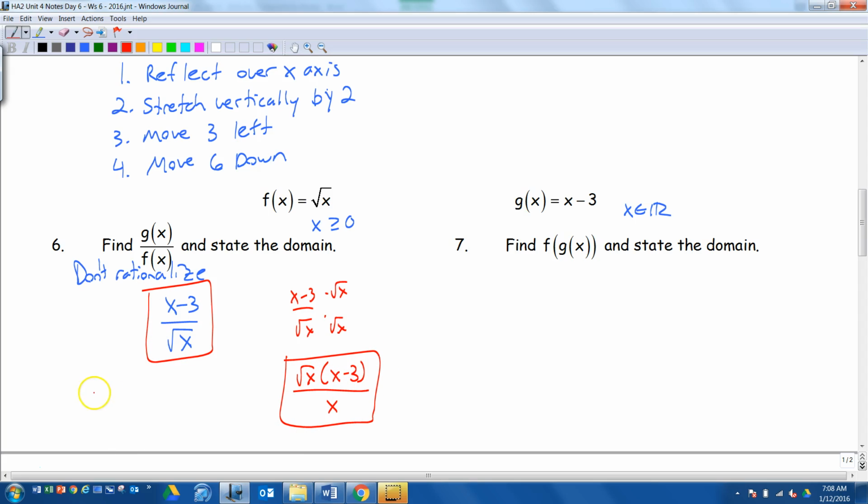The domain restriction is that domain, hopefully you see that not only is it that x is greater than or equal to 0, but it actually can't be 0 either, because now there's a fraction, so it's just greater than 0.